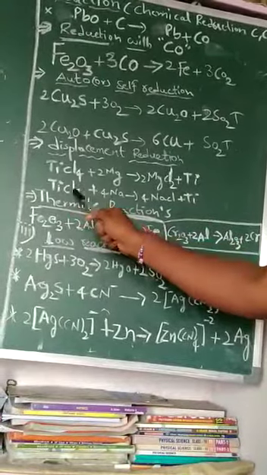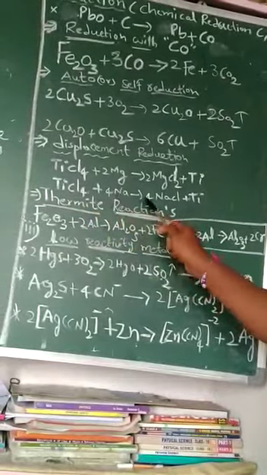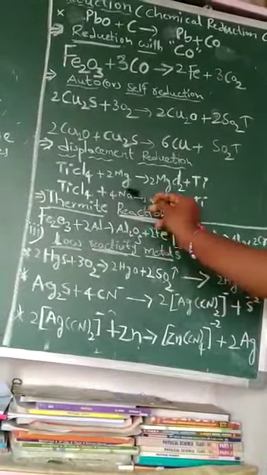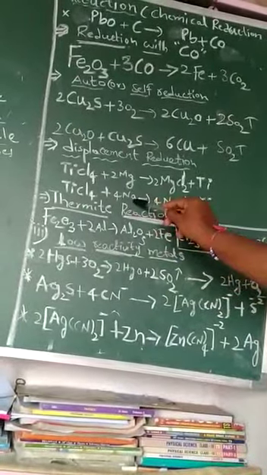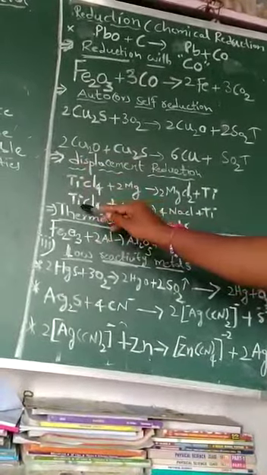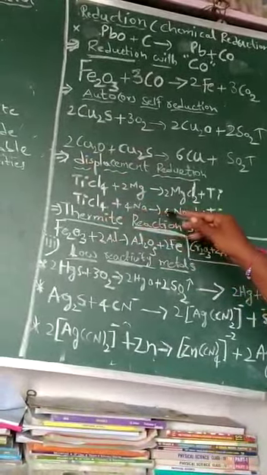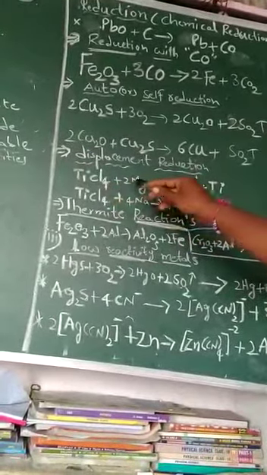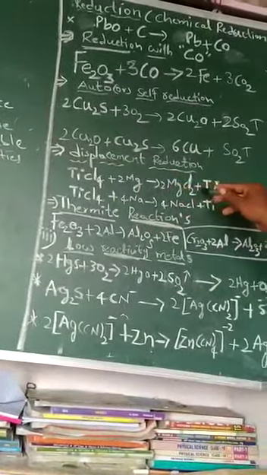So titanium chloride plus 4 Na, sodium, gives rise to 4 NaCl plus titanium. So here sodium is a highly reactive metal. By using a highly reactive metal, the low reactive metal is brought outside. Titanium chloride plus 4 Na gives rise to 4 NaCl plus titanium. Titanium chloride plus 2 Mg gives rise to 2 MgCl2 plus titanium.